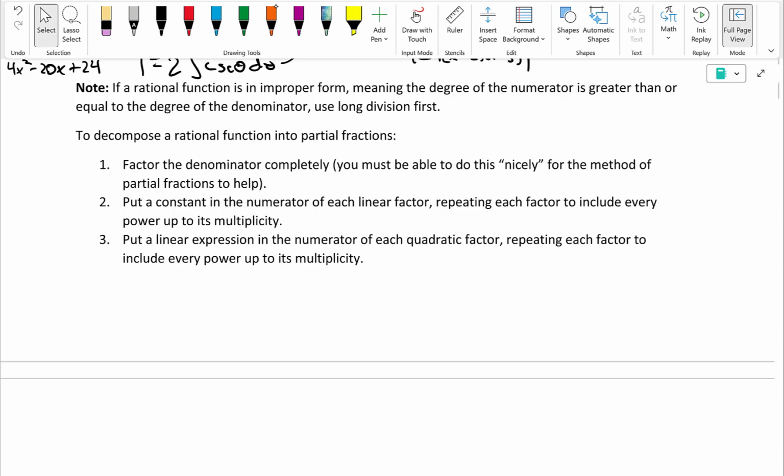We put a constant in the numerator of each linear factor, repeating each factor to include every power up to its multiplicity, and we'll see that as we do it. And a linear expression we're going to put in the numerator of each quadratic factor, irreducible quadratic, repeating each factor again to include every power up to its multiplicity.